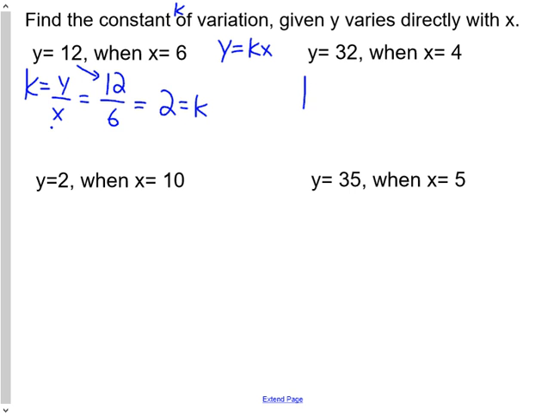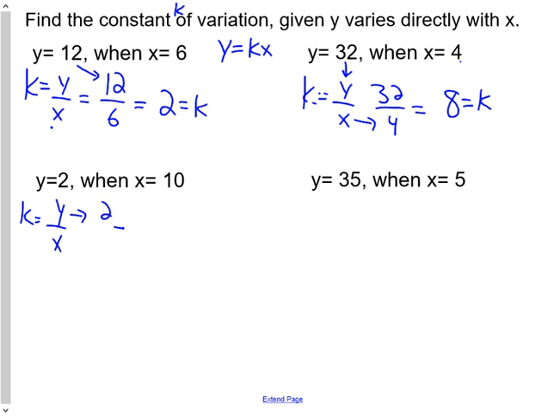Continuing, same idea over here. k equals y over x. When y is 32, x is 4. So 32 divided by 4, 8 is k. Next, when y is 2, x is 10. So plugging it in, 2 divided by 10 doesn't give you a nice number. However, we can simplify, either using the calculator with the simplify button, the ABC button, or just dividing both top and bottom by 2, we get 1/5 is k.